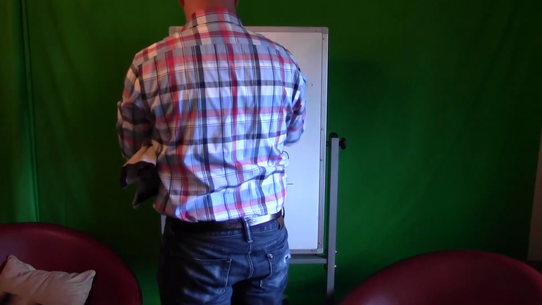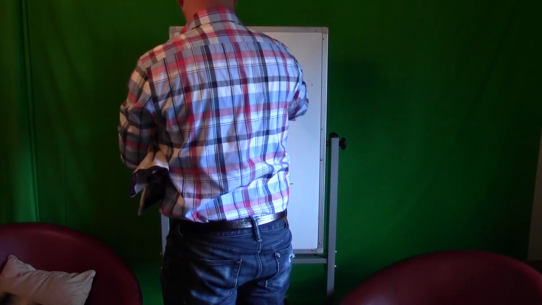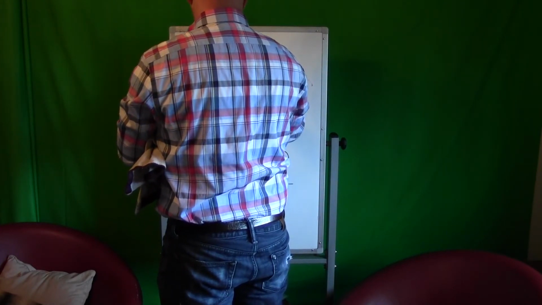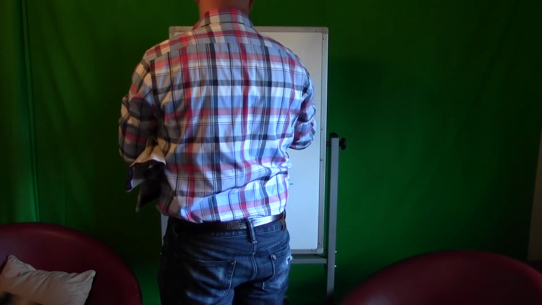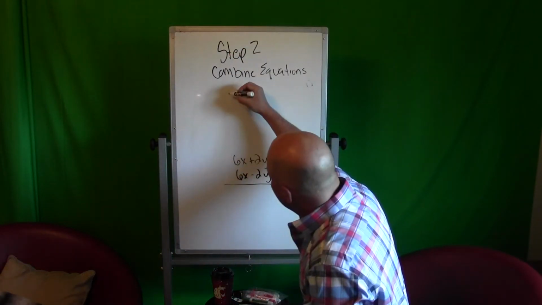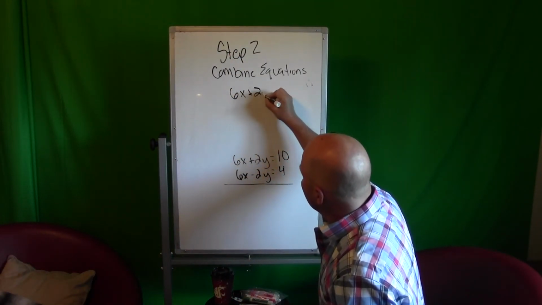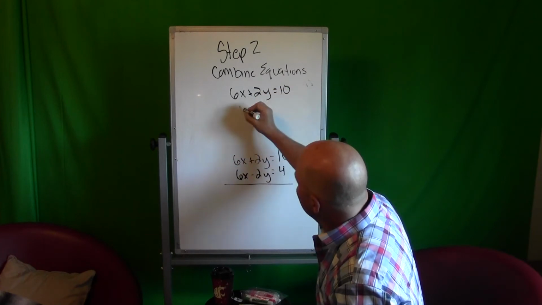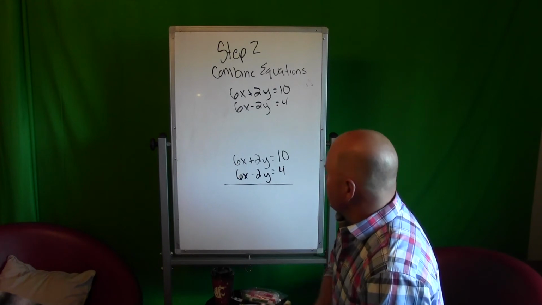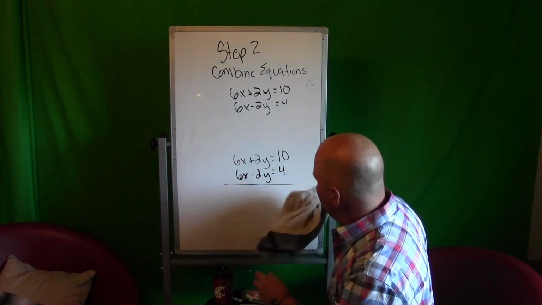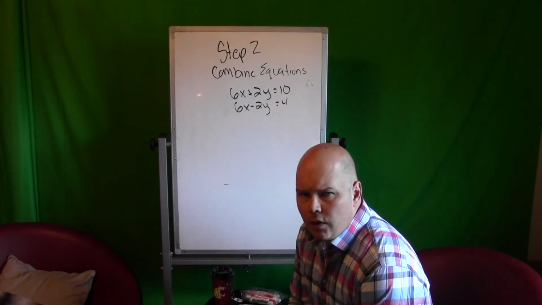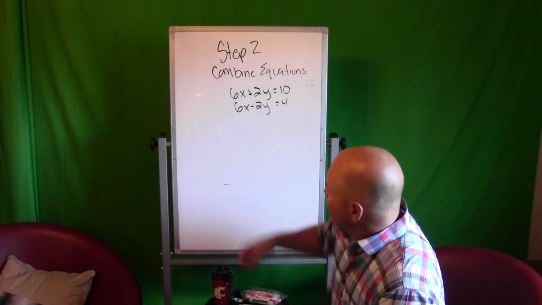Because now we're going to be at step 2, which is combine the equations. So I'm just going to take my 6x plus my 2y and write it up under here in my step 2 of how to solve these. And we have 6x minus 2y equals 4. And I'm going to use this extra space down here to just erase.